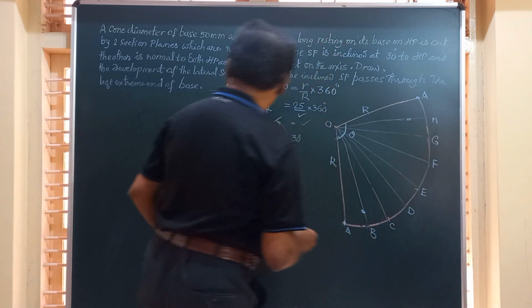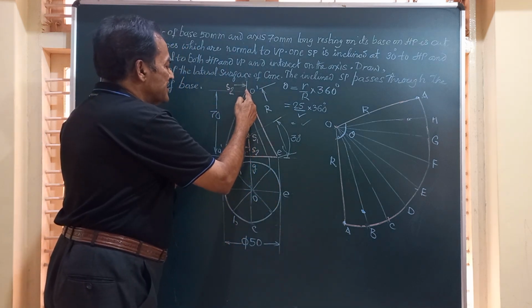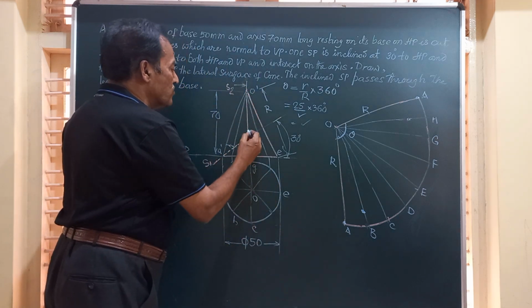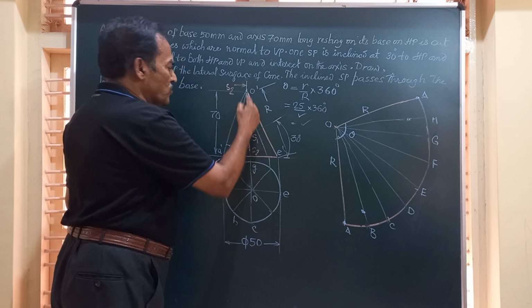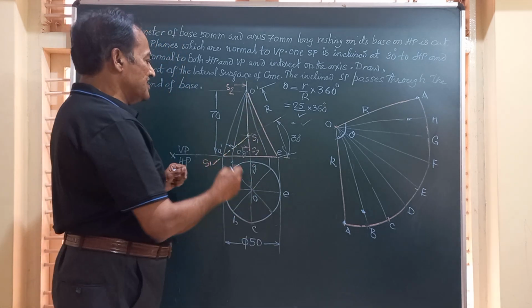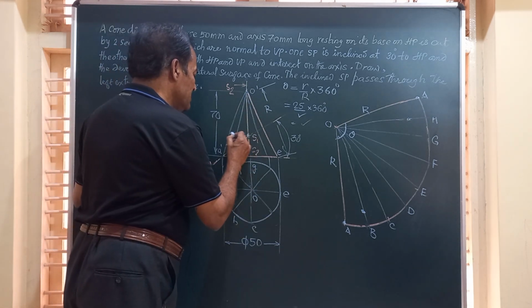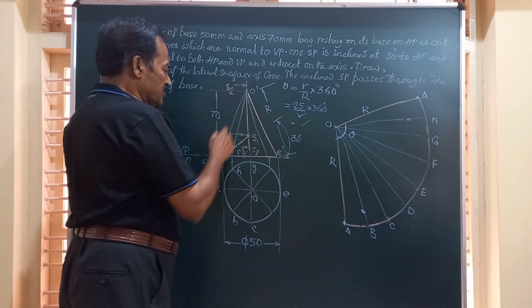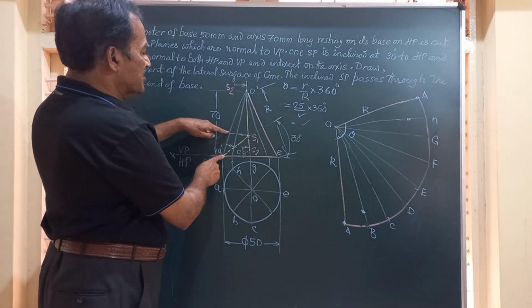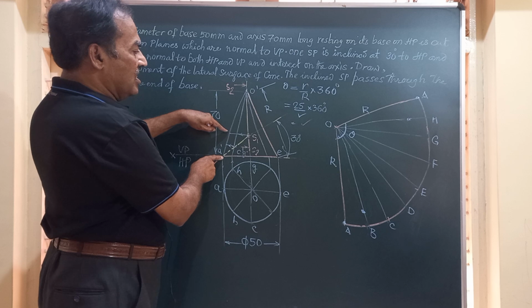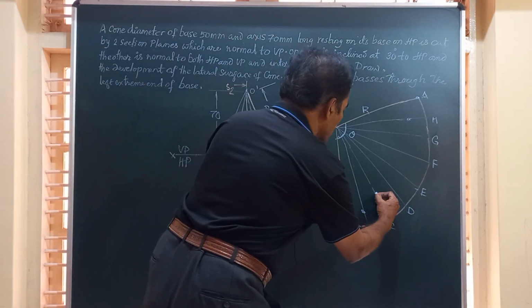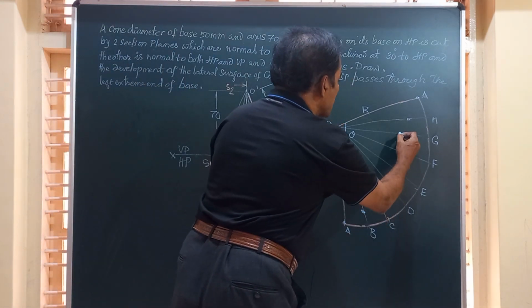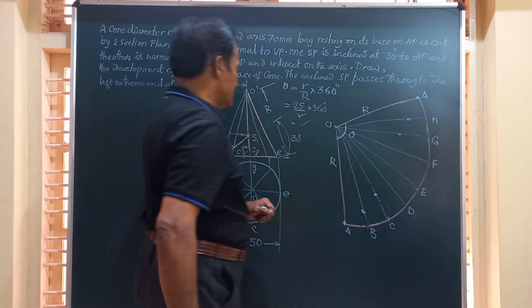And friends, on the same line, the generators OC and OG are cut here. OC and OG are not the true length. You can shift that to the true length generator, that is the last line, and take that measurement, this much distance on OC and OG. So I will move it up, OC and OG, I will mark the distances.